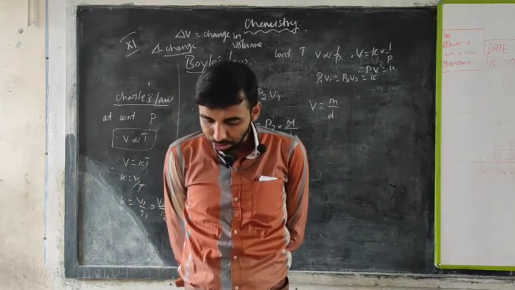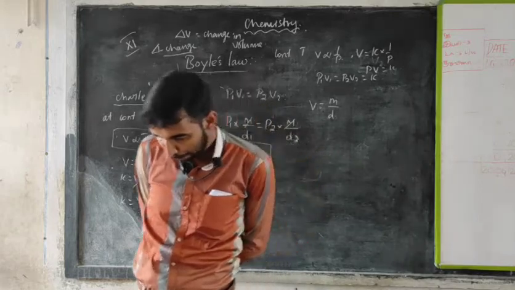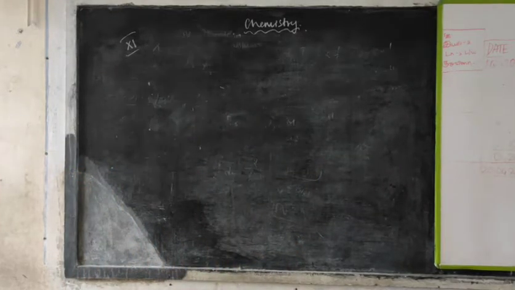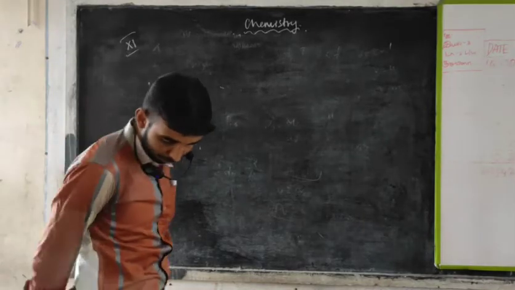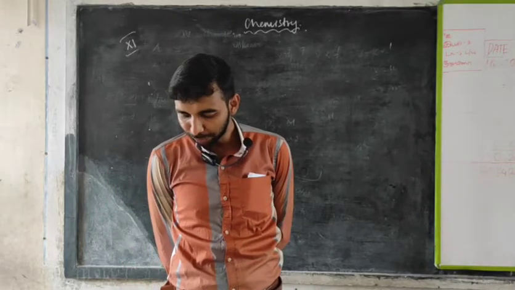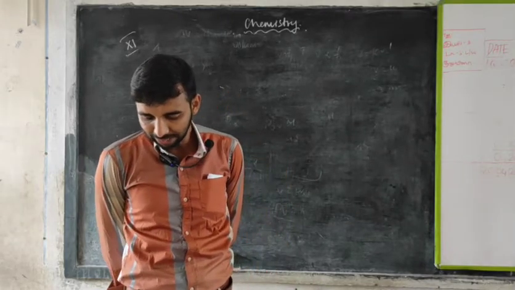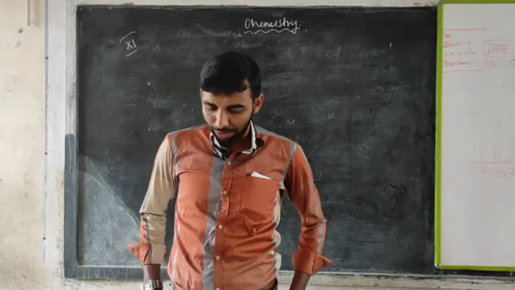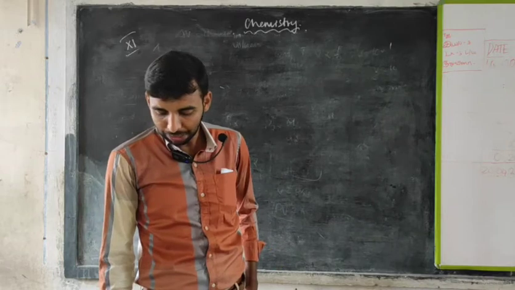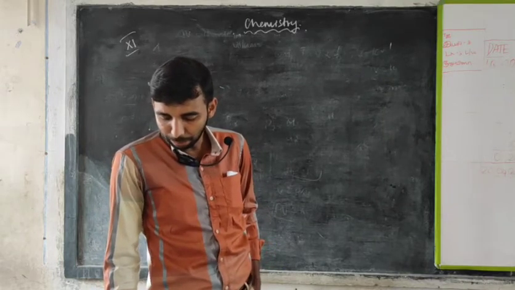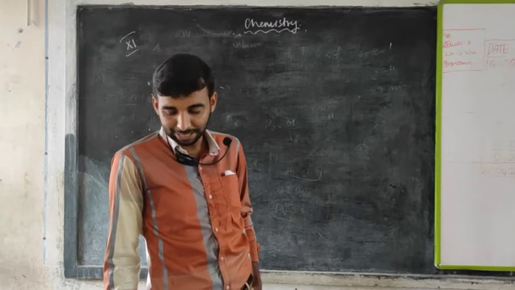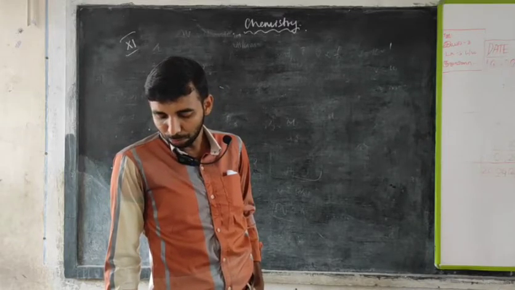Here is Charles' law. Charles found that the coefficient of expansion is approximately equal to 1 by 273. It means that at a constant pressure, for a given mass, for each degree rise in temperature, all gases expand by 1 by 273 of the volume at 0 degrees Celsius.